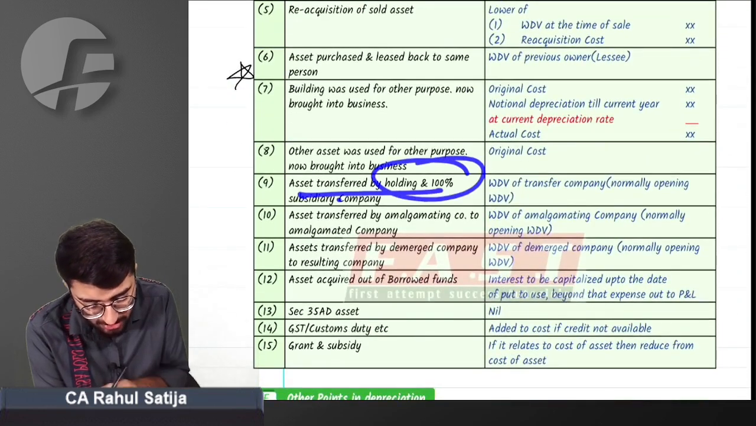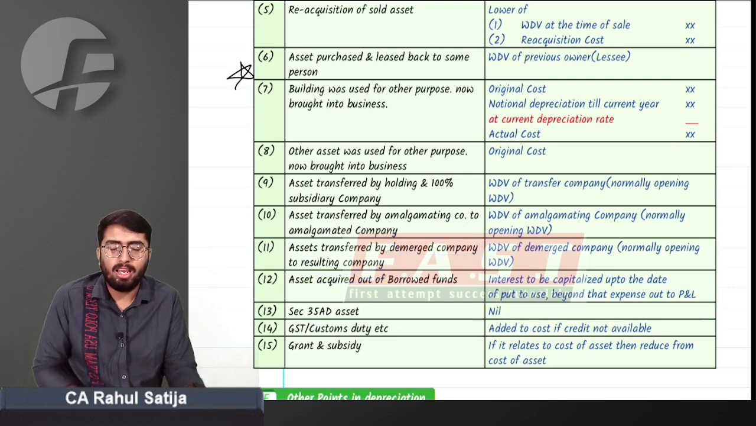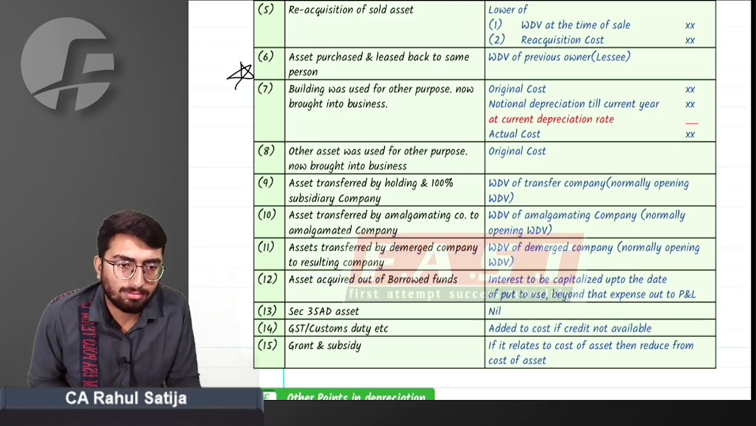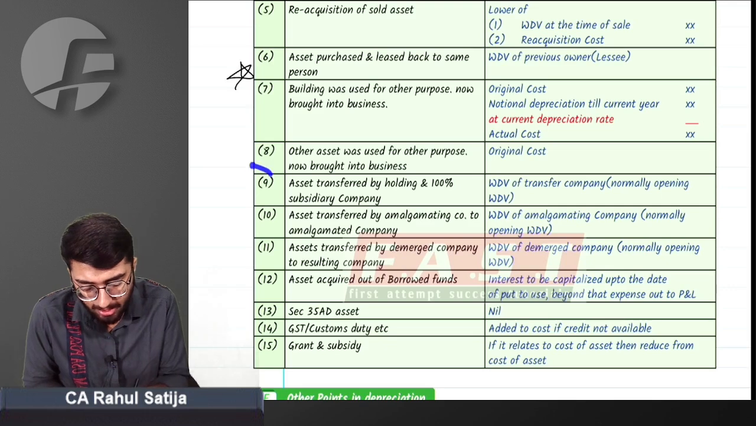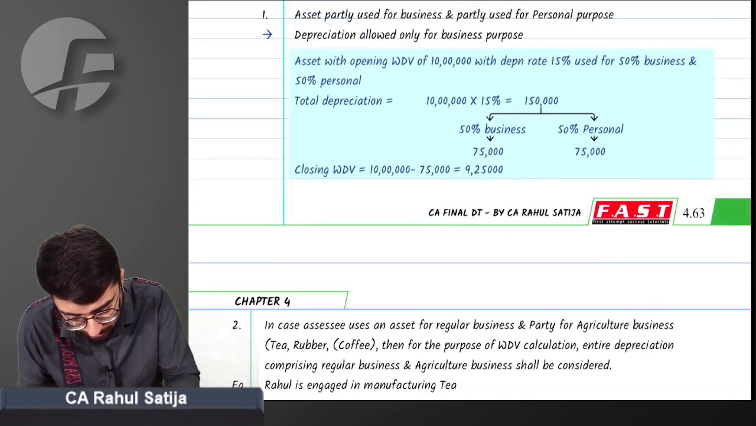Sir, in case an asset is transferred from a 100% holding parent to subsidiary, between amalgamating and amalgamated company, or to a resulting company in a demerger, what will be the depreciation case? Just understand, just focus here on what it says.